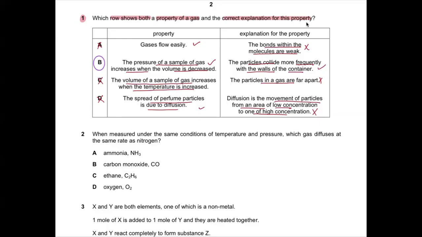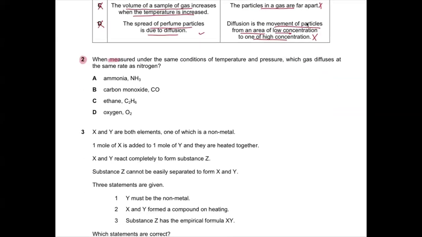Now, MCQ number two. When measured under the same conditions of temperature and pressure, which gas diffuses at the same rate as nitrogen? The one having the same Mr as nitrogen, right? We know that nitrogen is N2. So the Mr of nitrogen is going to be twice 14, which is 28.